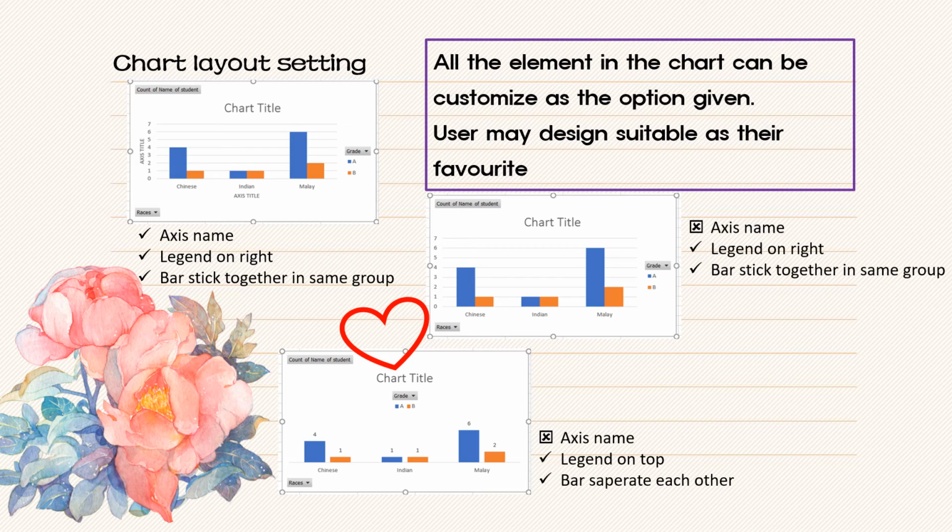The chart layout setting. As you can see, all the elements in the chart can be customized as the options given. You may design it as you prefer. Let's see the first one. If you select this first layout, the axis name exists here inside. The chart title is also inside. The bars stick together in the same group, which, if you see here, the Chinese, so the two grades A and B stick together.